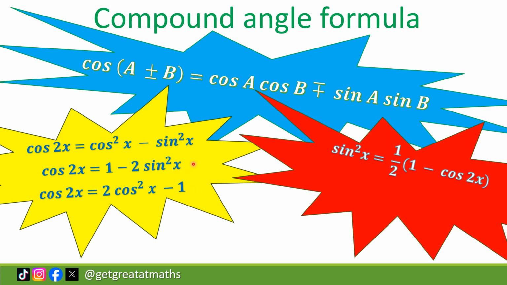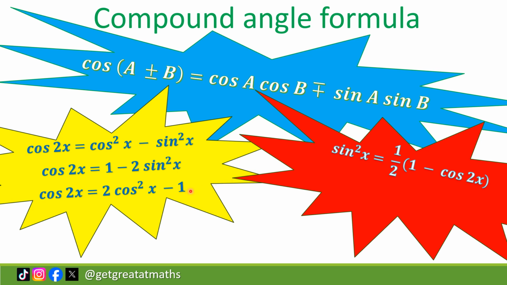Now, the rearrangement of the middle formula here in the yellow star: I could rearrange this to give me sine squared x is equal to a half of 1 minus cos 2x. So from this middle formula, I can rearrange to give me the value of sine squared x. Now, this formula is really important when we come to integration.